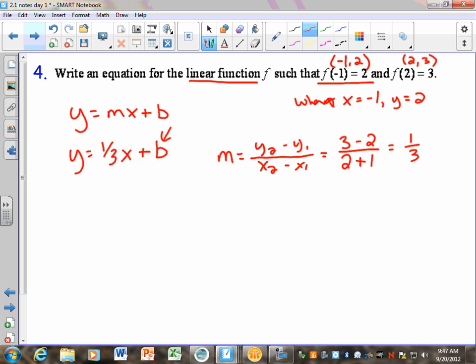Yeah, pick whichever point you want, plug it in for x and y, and solve for b. Right? You've been doing this for years. It doesn't matter which one you pick. I'm going to pick 2, 3, just because I'm not going to pick a negative. So I'm going to plug in 3 for y and 2 for x. I promise if you plug in -1, 2, we're going to get the same answer.